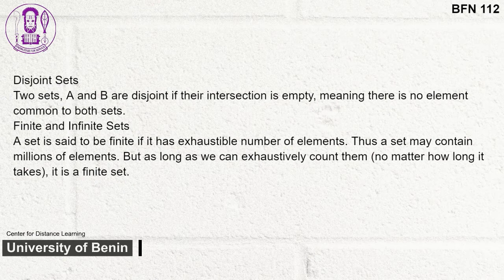Finite and infinite sets. A set is said to be finite if it has an exhaustible number of elements. Thus a set may contain millions of elements. But as long as we can exhaustively count them, no matter how long it takes, it is a finite set.